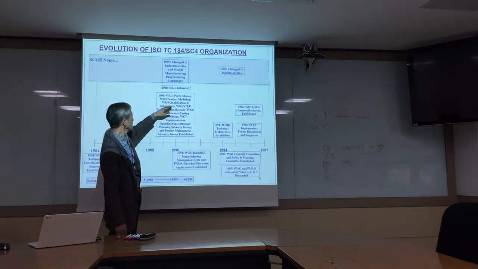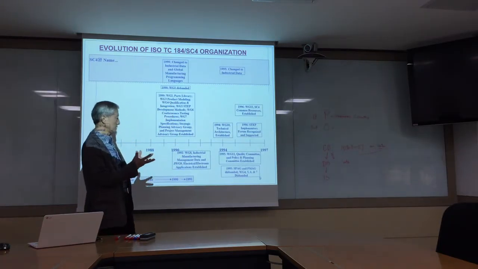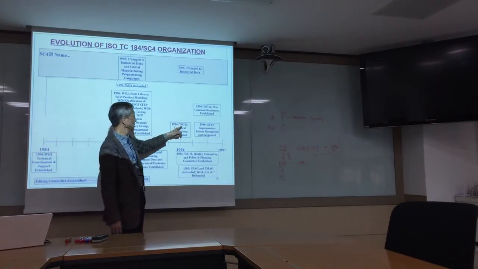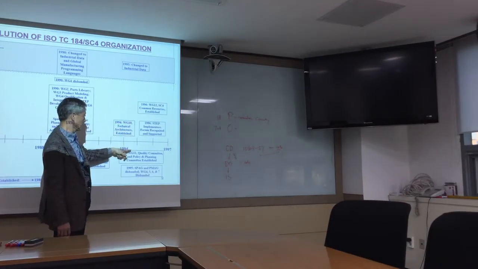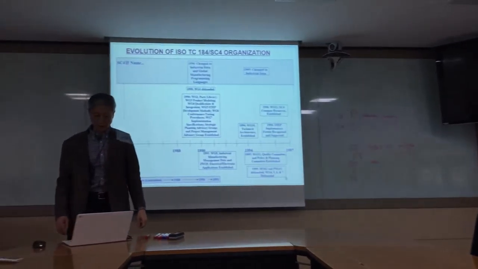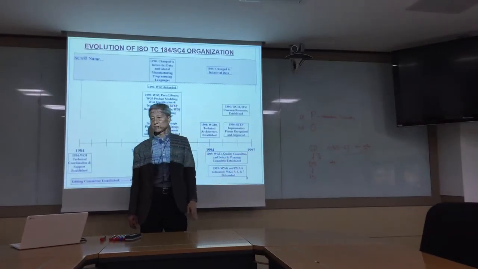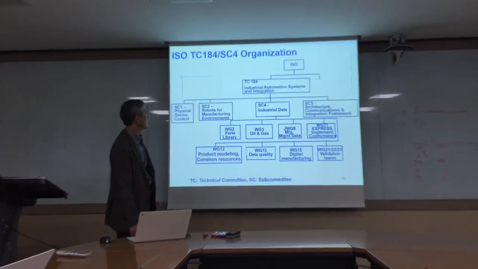Right? Now, 4 has disappeared, 5 disappeared, 6 disappeared, 7 disappeared, but still 8 and 2 and 3 are working. So it's a kind of organizational change. And working group 10 started but has now disappeared. 2, 12 and 11 are still working. There are other special working groups also. But that is still until 20 years ago. So nowadays, the organization has changed to this shape.